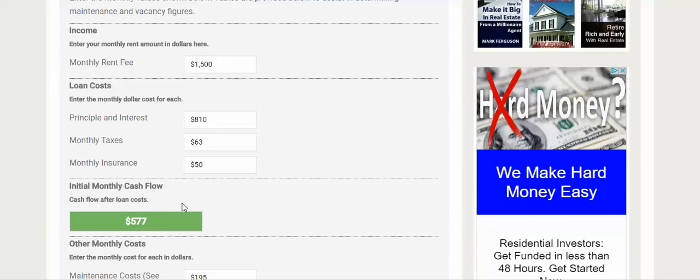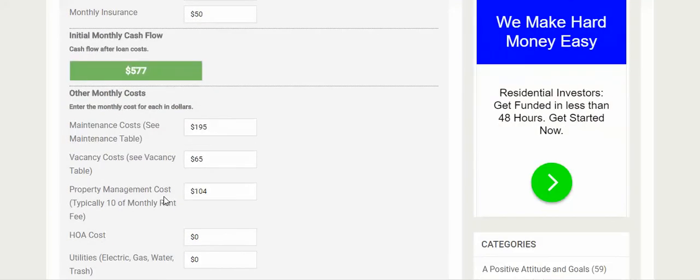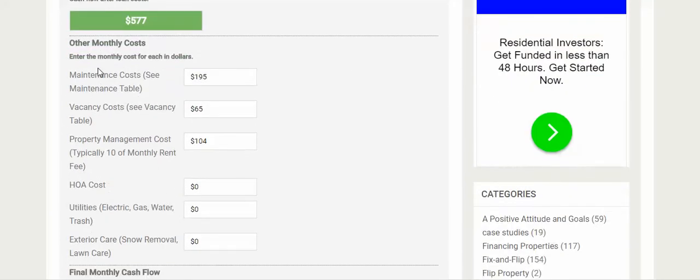That's really good. But you're going to have more expenses than that. So this is just the initial number. You've got to come back through here and figure out what your other costs are going to be. Maintenance, vacancy, property management, HOA, etc., depending on the type of property you're buying and what those costs will be. So we'll look at maintenance first.